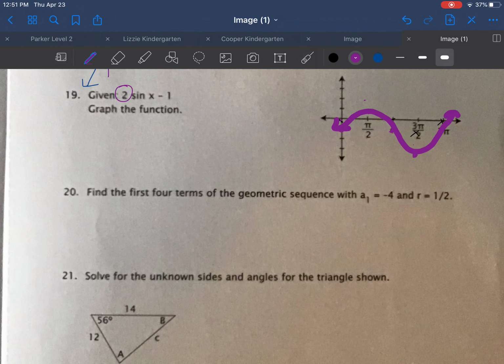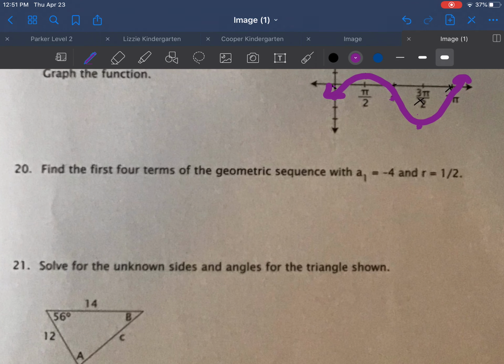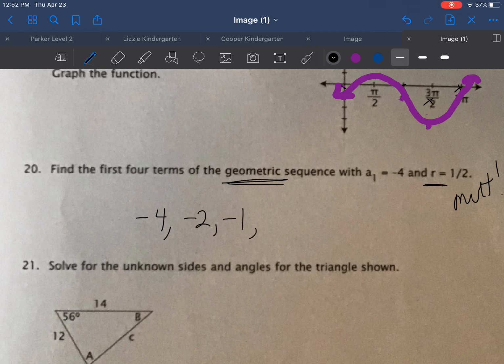Okay, find the first 4 terms of the geometric sequence. This is just telling me to write out the first 4 numbers that happen. Since it's geometric and we have this r, that means to multiply. So the first one is -4. Please get that one right because it tells you a sub 1. First one, -4. Then we multiply by 1/2. So -2, -1, -1/2. So -4 times 1/2 is -2, times 1/2 is -1, times 1/2 is -1/2.